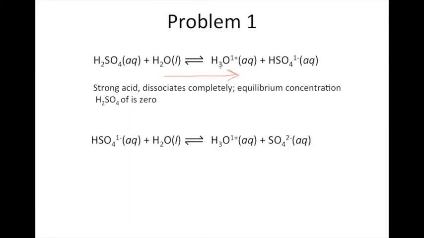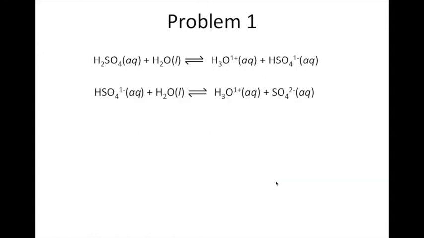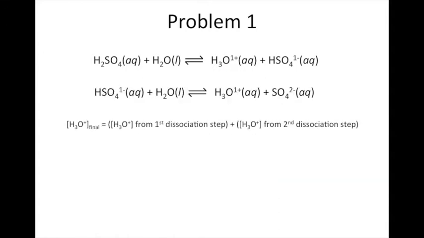The second step, we have HSO4 minus in water giving us some more hydronium and the sulfate ion. HSO4 minus is a weak acid, and so we're able to write a Ka expression for that, and you can see that here, and the value for Ka2 was given in our problem. So here we have our two dissociation equations.